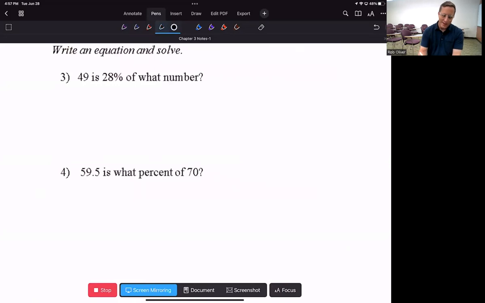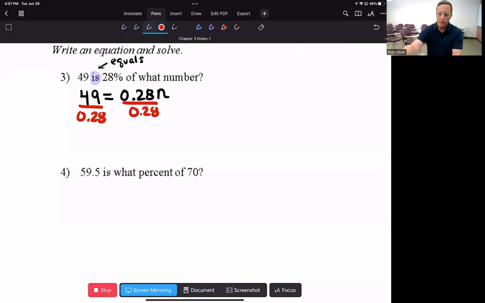Write an equation and solve. 49 is, and another thing here is that "is" means equals. That's a good indicator that we're dealing with equals. So we have 49 equals 28%, changed to a decimal, of what number? We don't know the number, so we'll just use n, 0.28 times n. Now just divide by 28 hundredths. I'm using my calculator. I know in class I showed you how to do this the long way, but I'm going to save some time here, and that comes out to 175.